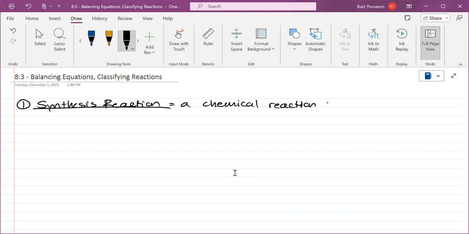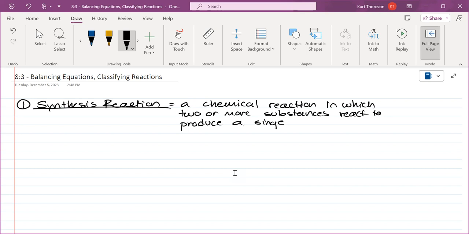This is a chemical reaction in which 2 or more substances react to produce a single product.